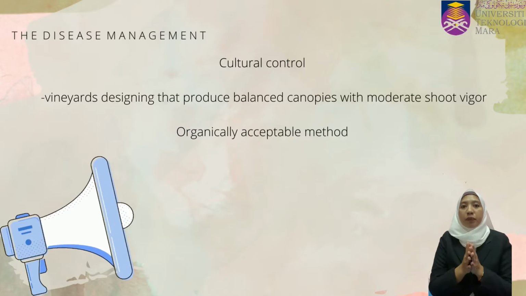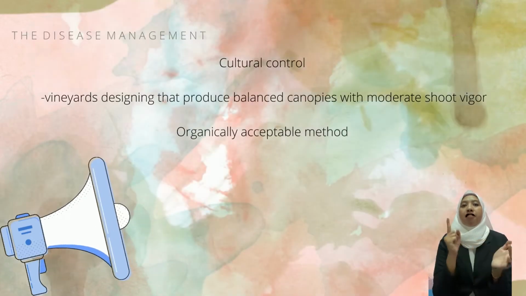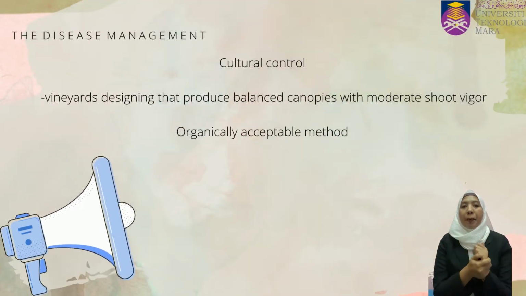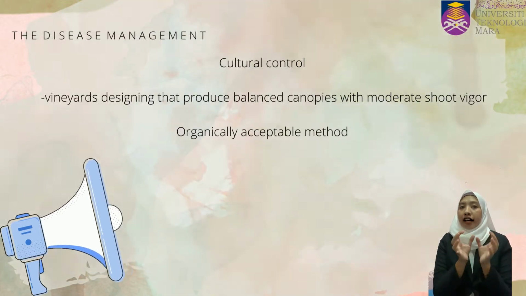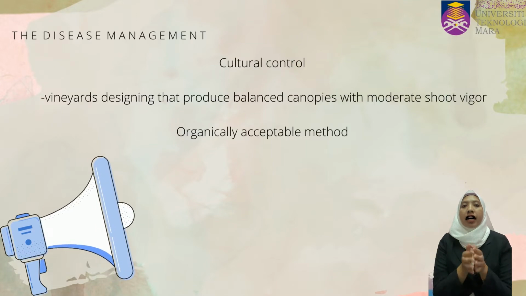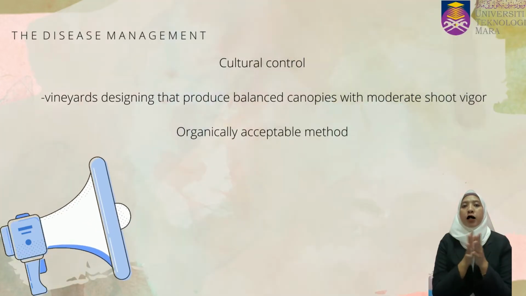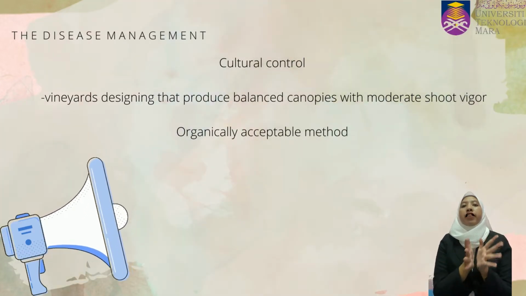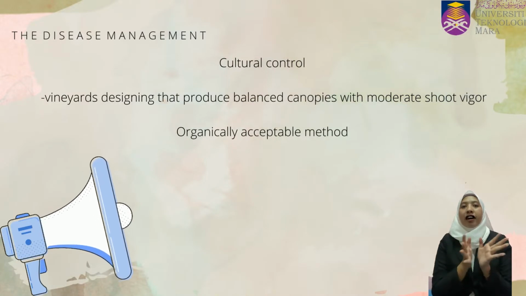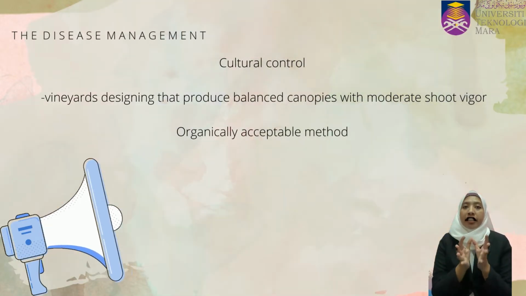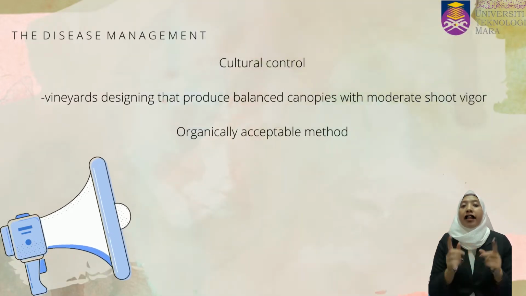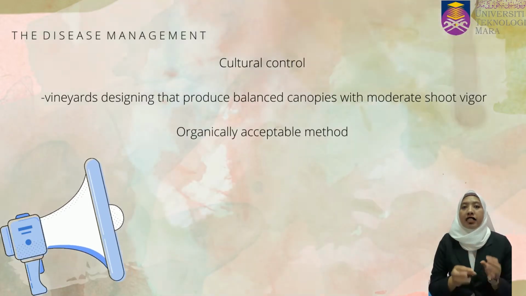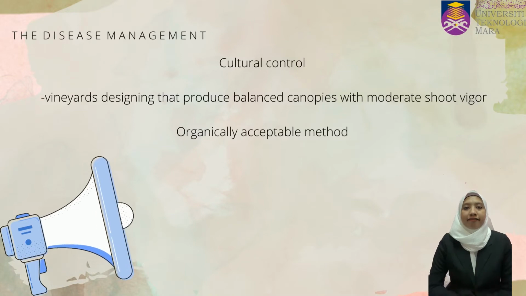So, the management of the bunch rot disease firstly is cultural control by designing vineyards to anticipate vigor of the site conditions. This will produce balanced canopies with moderate shoot vigor that optimize leaf and cluster exposure and can reduce the conditions that promote the bunch rot disease. Next is the organically acceptable methods.